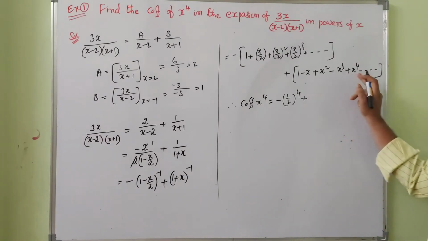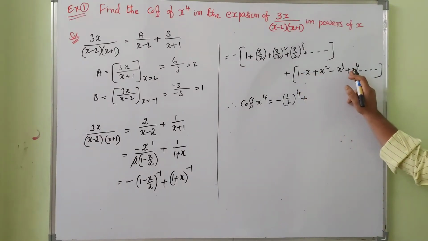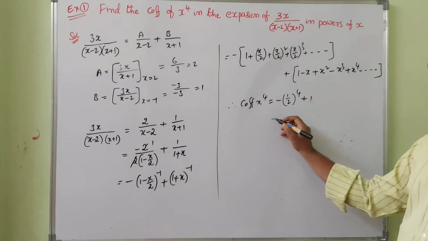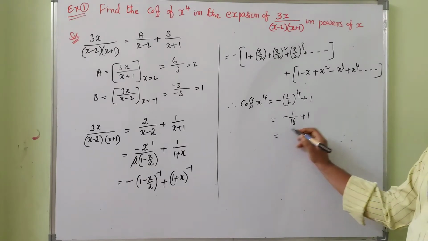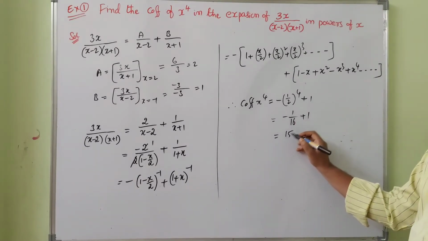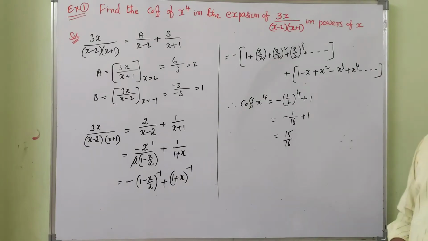Now here what is the x power 4 coefficient? The coefficient is 1. So the answer is minus 1 by 2 power 4, that is 16, plus 1. You take LCM, minus 1 plus 16. 15 by 16 is the coefficient of x power 4.